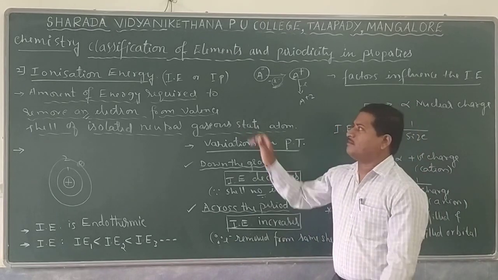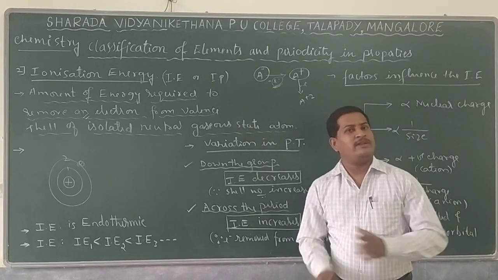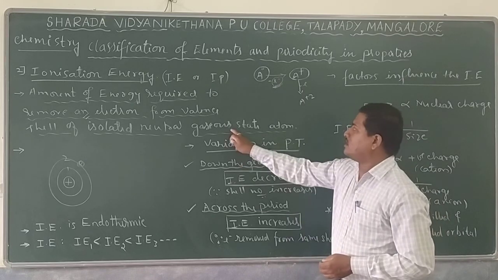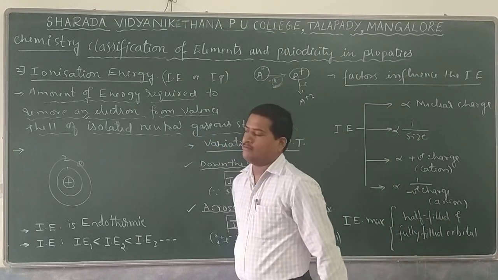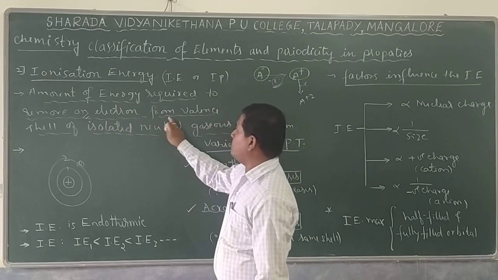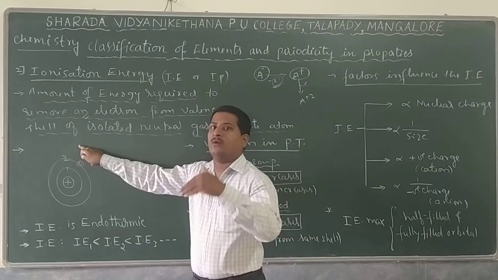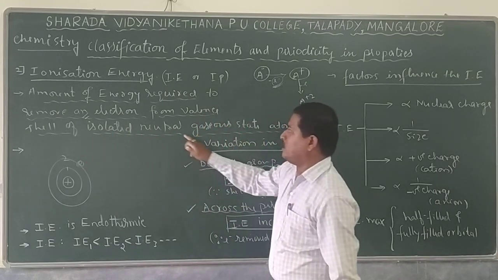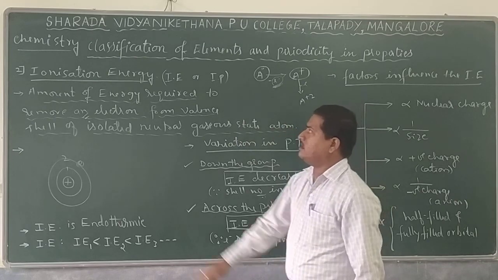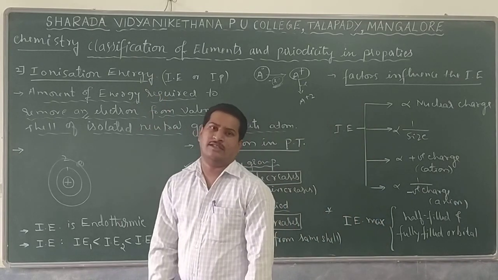So a condition applied. Whether the electron is removed from all elements? No. That atom should be present in the gaseous state, or you can say neutral condition. So the amount of energy required to remove an electron from the valence shell, that means the outermost shell, of an isolated, singly occupied, neutral, gaseous state atom, that is nothing but ionization energy.